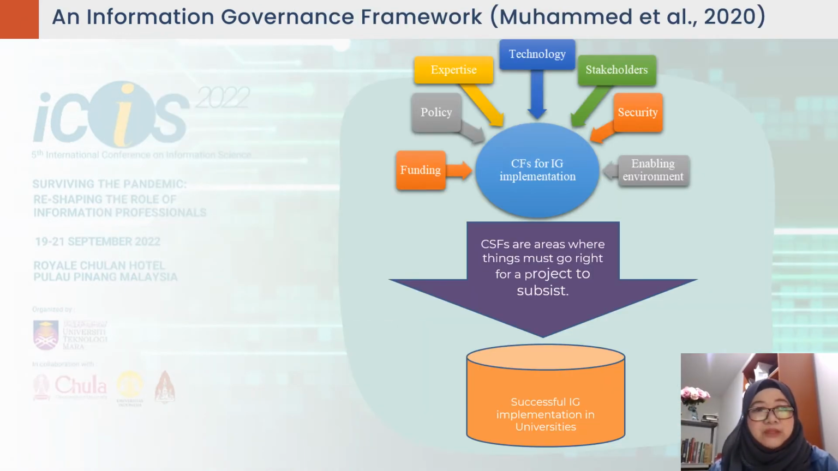For the information governance framework, we took what has been mentioned by Muhammad in 2020, whereby critical factors for a successful information governance implementation are based on funding, policy, expertise, technology, stakeholders, security, and also enabling environment. So those are the factors for a successful information governance implementation in universities.